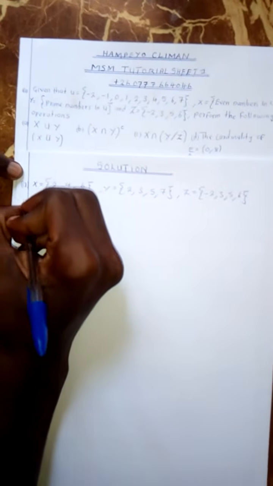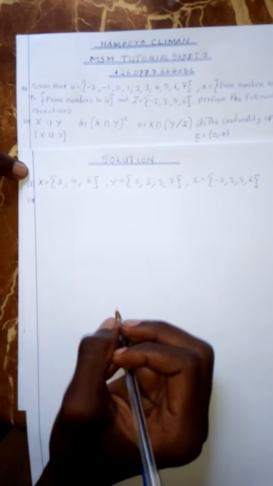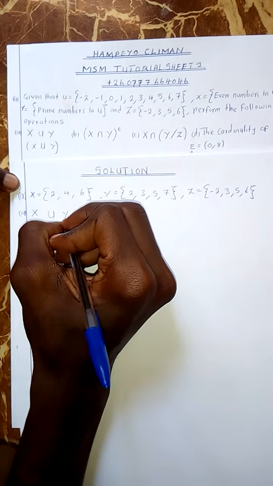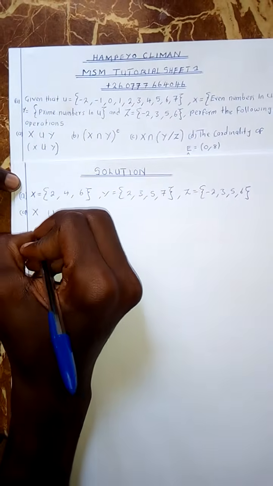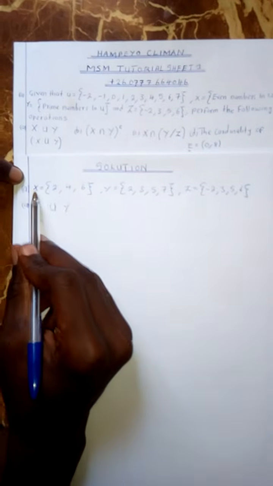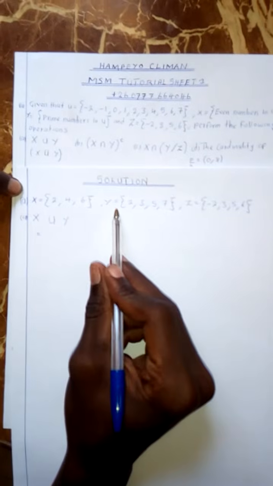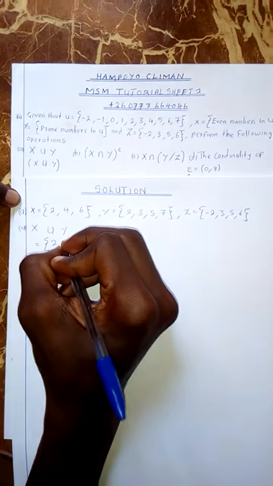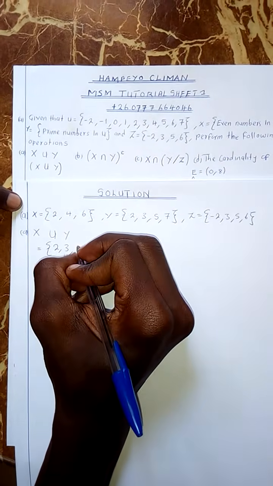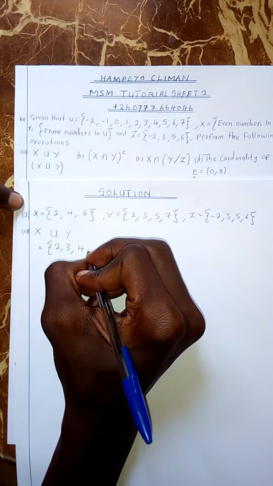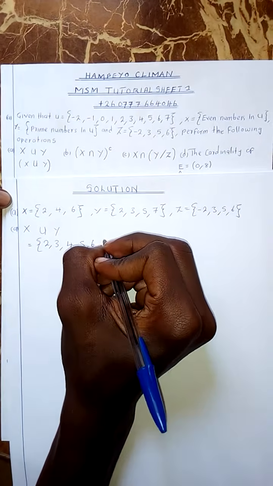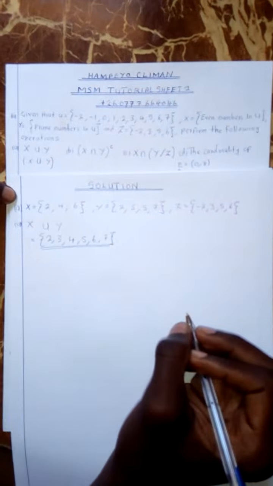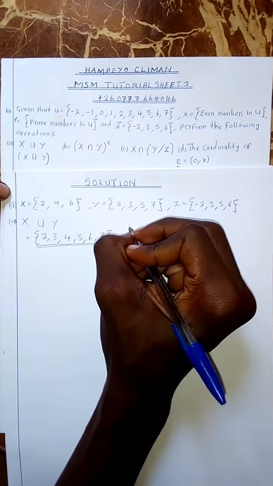So for the first one, they are saying we find X union Y. So now this simply means that we're combining whatever is in X with those in Y. So the answer is going to be 2, 3, 4, 5, 6, and 7. Okay, so that's the answer for the first question. Then we come to B.